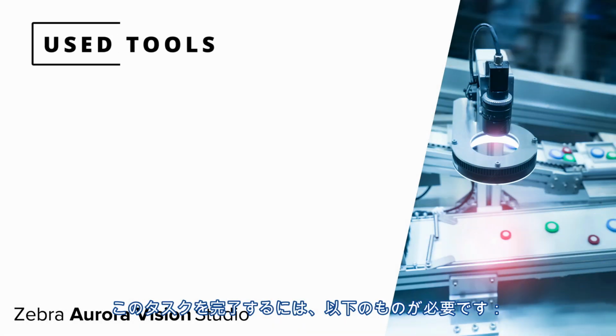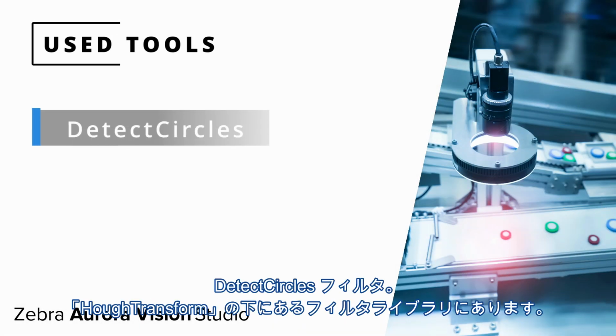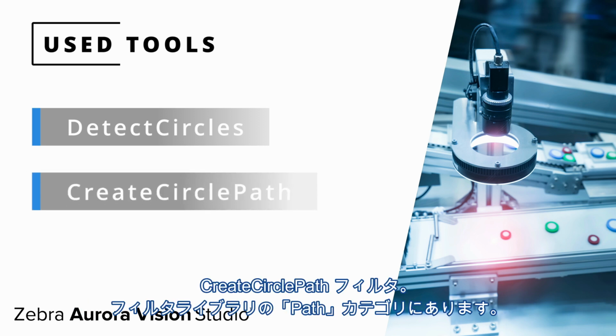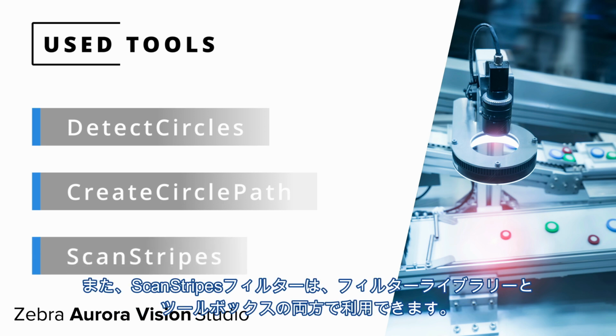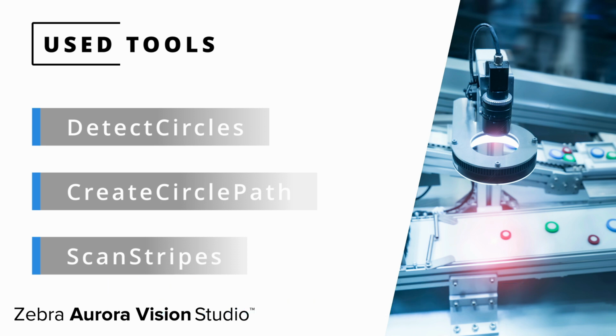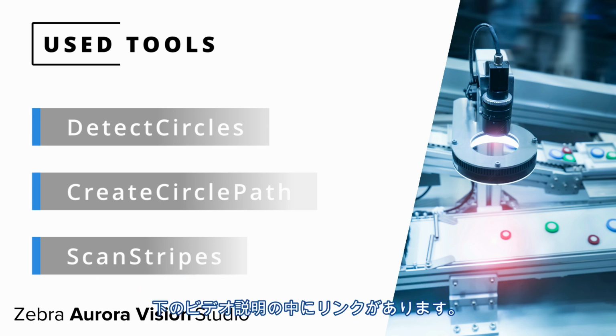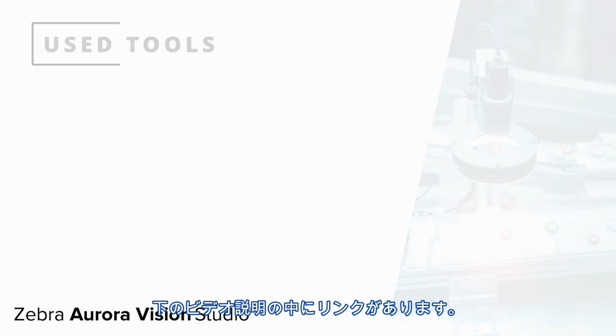To complete our task, we will need the DetectCircles filter, available in the filter library under Hough Transform, the Create Circle Path filter, which can be found in the Path category in the filter library, as well as the ScanStripes filter, available both in the filter library and the toolbox. If you are not familiar with the filter library or the filter search tool, please check our other tutorials. You can find links in the video description below.